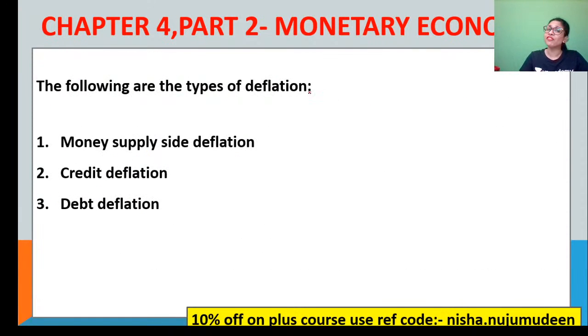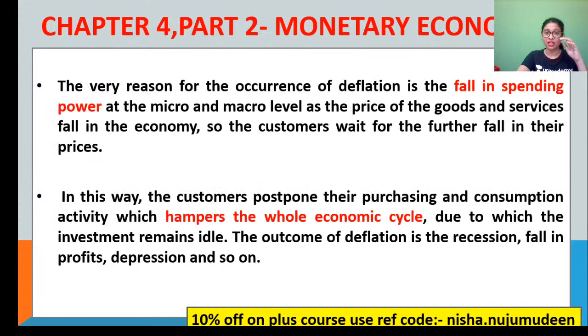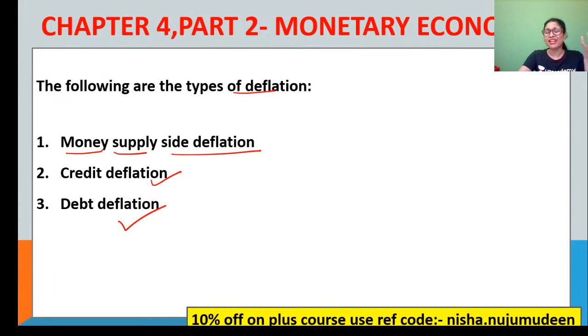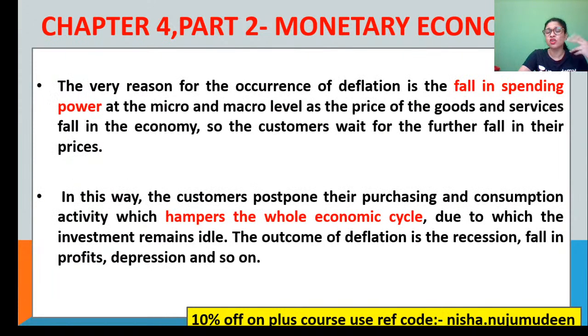Now, which are the different types of deflation, guys? One is money supply side deflation. Second, you have credit deflation. And third, you have debt deflation. What are they? Very simple. Now, money supply deflation, or decrease in prices: when there is an occurrence of deflation, a decrease in price, automatically the purchasing power, or let's say the spending power of the people at the micro and the macro level, small and bigger level, falls in the economy.